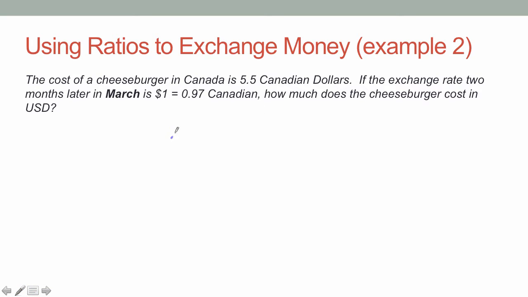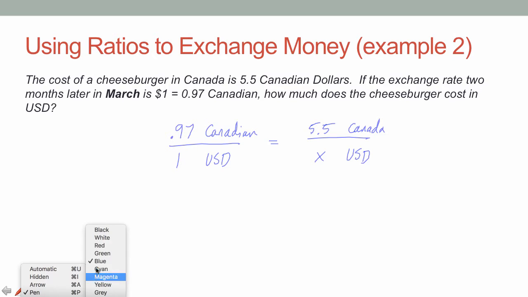So my 0.97 Canadian, this is the exchange rate to 1 US dollar. We always start with that. What am I trying to solve? Well, my hamburger is still the same. In Canada, the price hasn't fluctuated. So my hamburger at 5.5 is still there, but now the exchange rates have fluctuated. I need to figure out now how much is my US dollar worth.